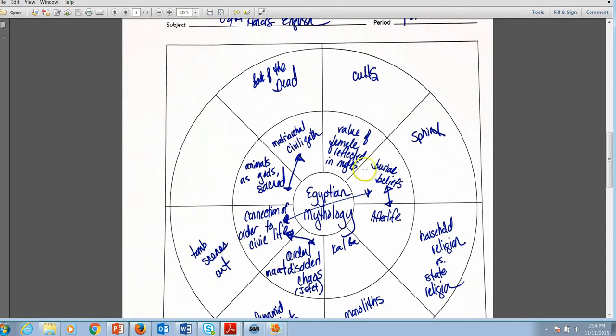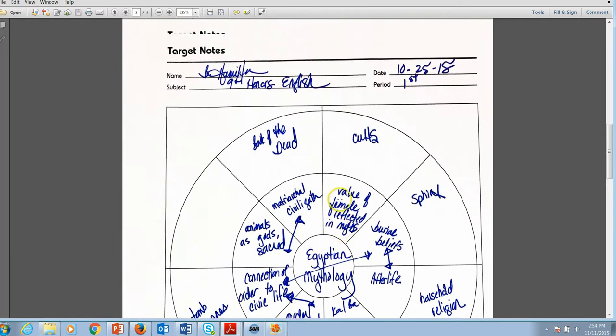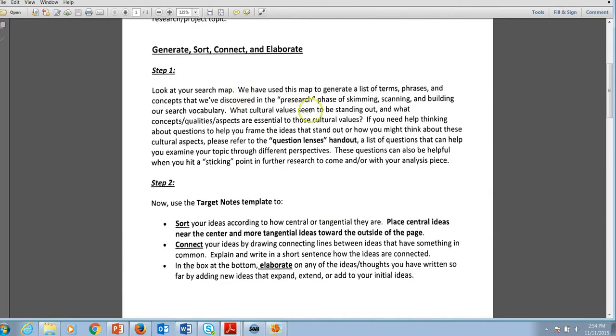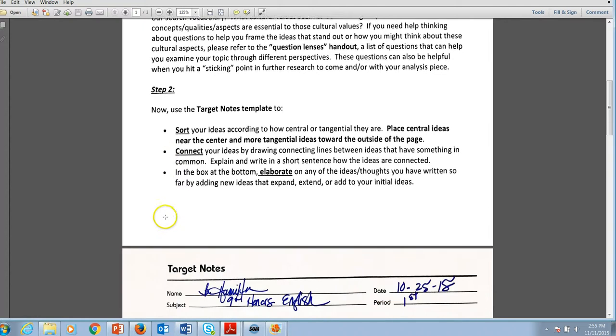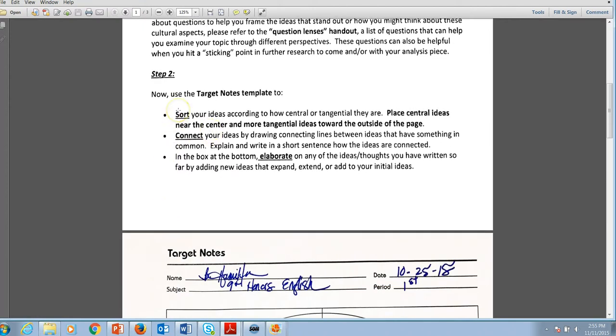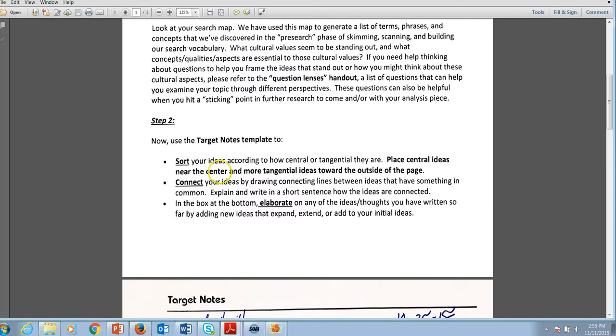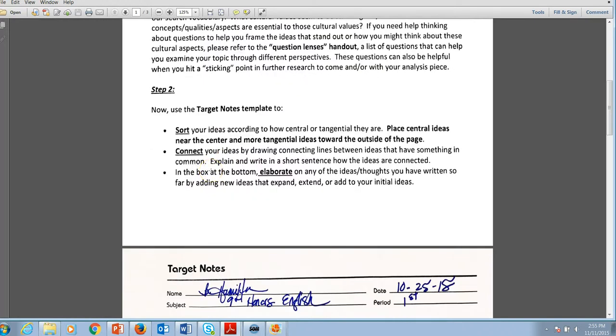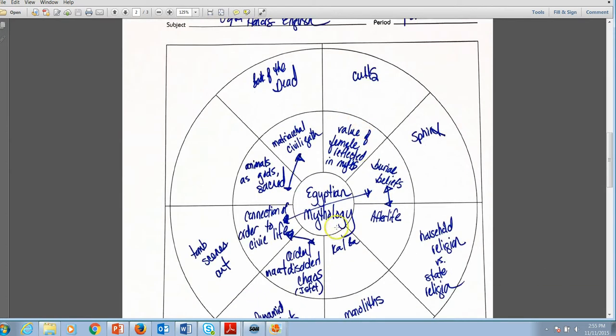And then you're basically going to go through and take the big ideas using a strategy called Generate, Sort, Connect, and Elaborate. So what we've done is we've already generated, if you will, our notes using the search mapping. Hopefully, if you have done that. If not, you'll need to backtrack and get that critical piece done. And then using your map, you will sort your ideas by how central or less relevant they are. So you put the biggest or most important ideas near the center of your map, and the ones that are less important toward the outside of the page.